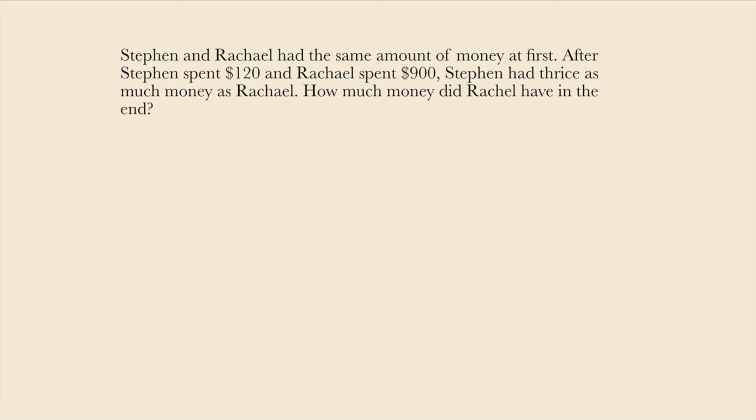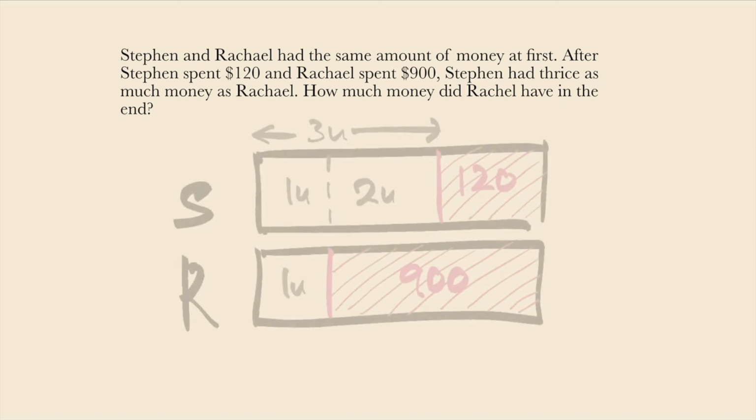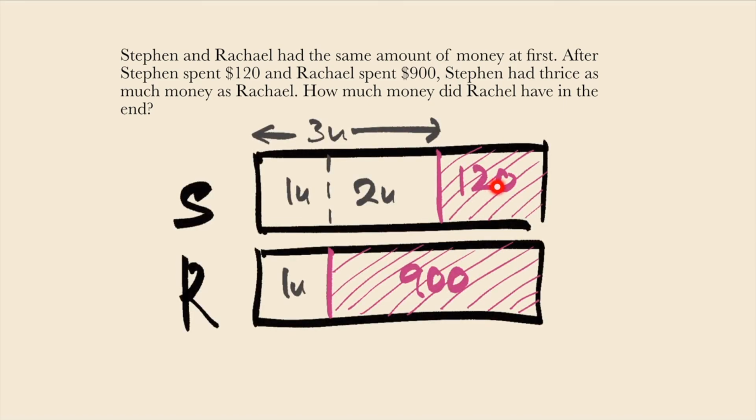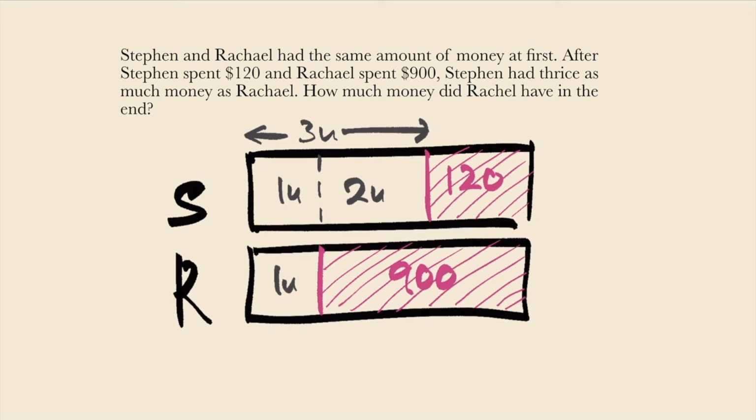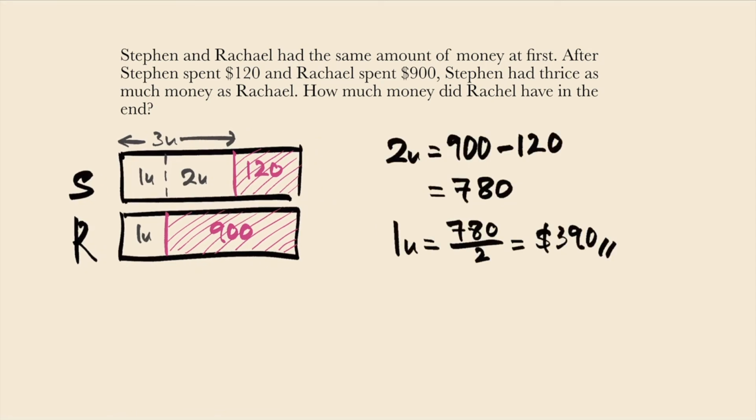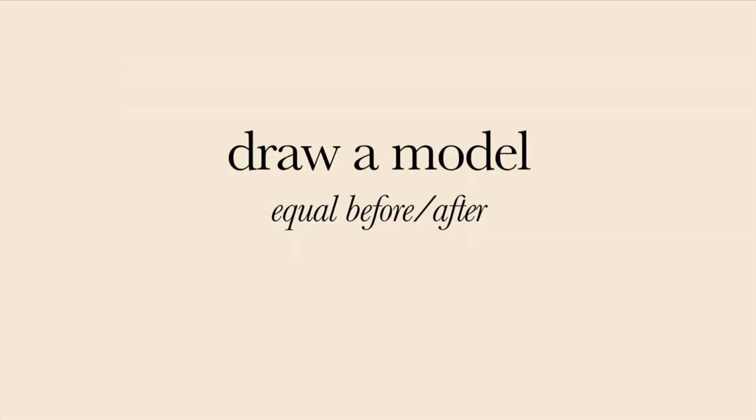Stephen and Rachel had the same amount at first. So after Stephen spent 120 and Rachel spent 900, right, Stephen had 3 units and Rachel had 1 unit. So again, the difference between these two quantities will give us 2 units. So 2U is therefore 900 minus 120, that's 780. How much did Rachel have in the end? So we're interested in 1 unit. So take half of 780, that will give us $390.